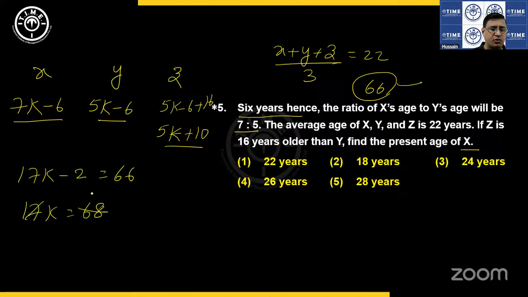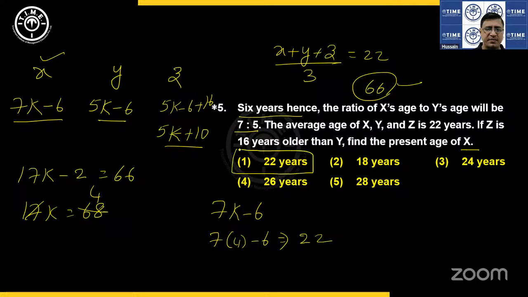The value of k is equal to 4. When k is equal to 4, what to find? The x value. X is equal to how much? 7k minus 6. Substitute k as 4. 7 into 4, 28 minus 6, that is 22 years. Now the answer is option choice 1. The first choice is the right answer. Yes, you are correct. Yes, my dear students, you are correct. Next.